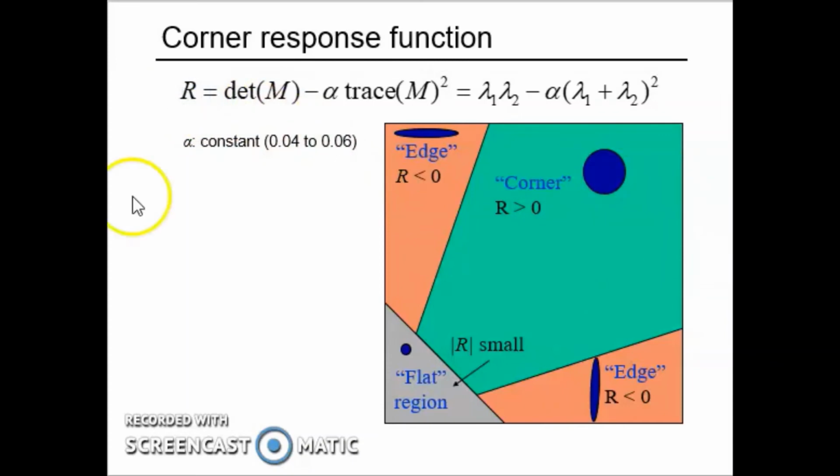This is a corner response function, such that R is very small in a flat region. R is less than 0 in the case of an edge, vertical or horizontal. We don't want to classify those two things as different. And then once we have a corner, the R value is greater than 0. That is a point corresponding to a corner.